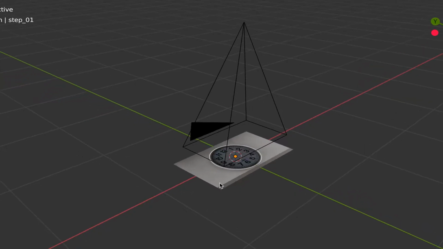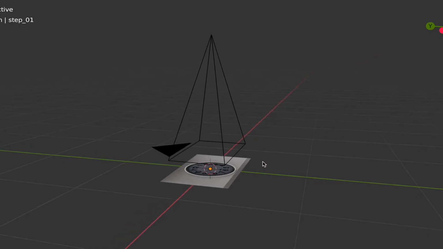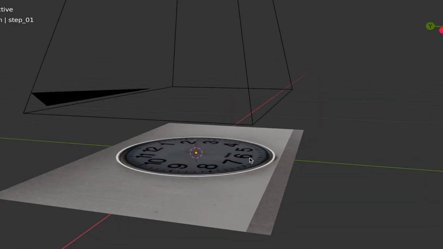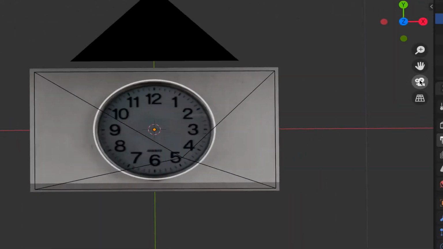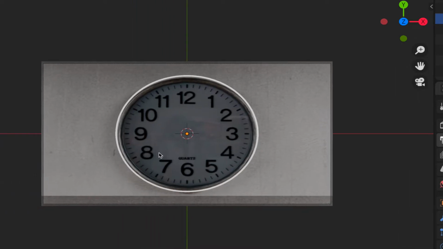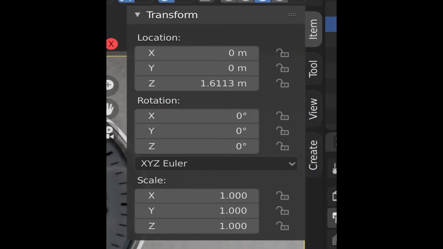I've got the image sitting in the XY plane, which is the default, and I've placed the camera directly above it, looking down, and moved it into a position so that the imported image is all I can see. Here are the camera transforms I used. Yours might be slightly different.